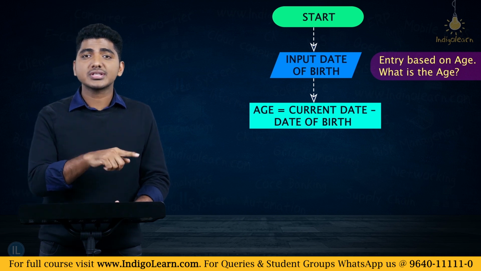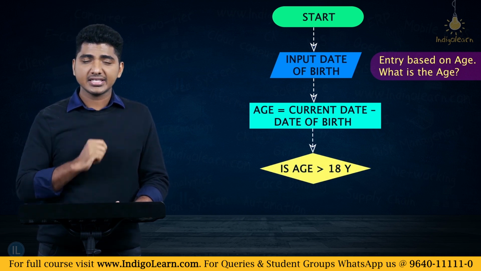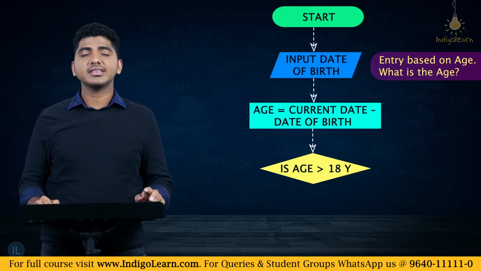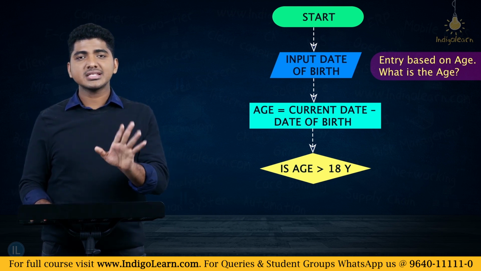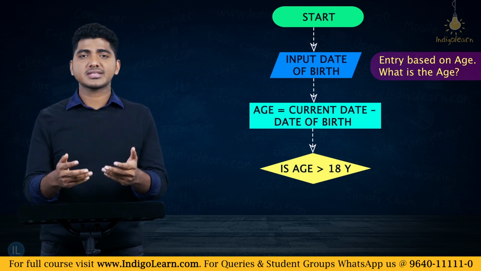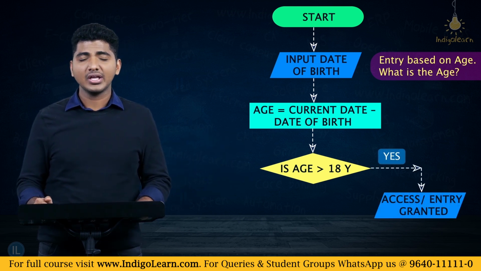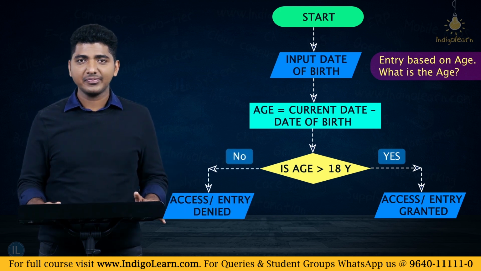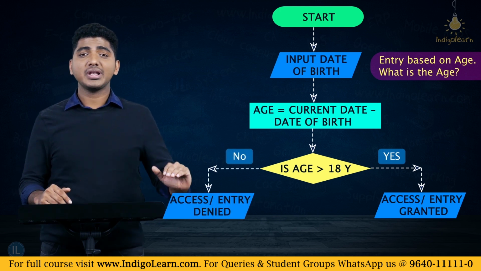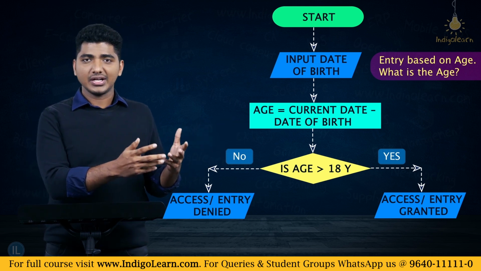Now you ask the question. What is the question? Is age greater than 18? There can be only two answers, either yes or no. If the answer is yes, what is the output? Output is access is granted. If the answer is no, what is the output? Access is denied. So if the age is 18 or more, access is granted. If the age is less than 18, access is denied.